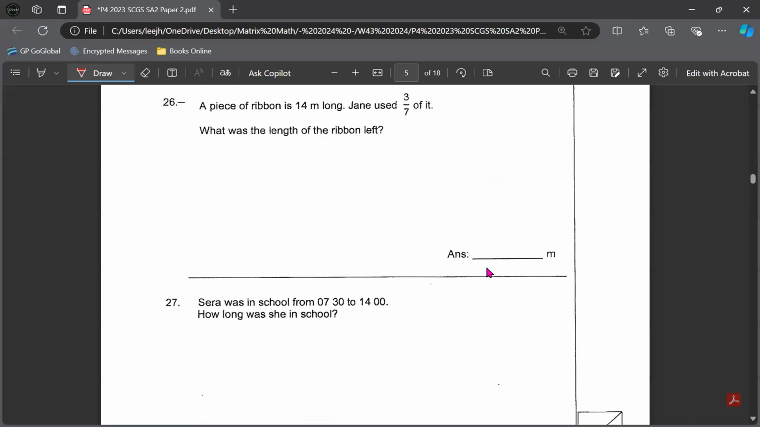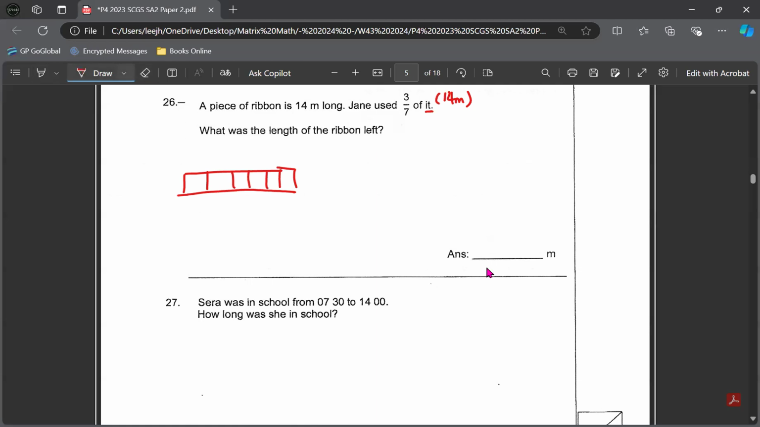Question 26. A piece of ribbon is 14 meters long. Jim used 3/7 of it. 3/7 of it means what? 3/7 of 14 meters, which means that I need to cut this rope into 1, 2, 3, 4, 5, 6, 7 parts. And this whole thing is 14 meters. She used only 3/7, which is 3 parts out of 7 parts.